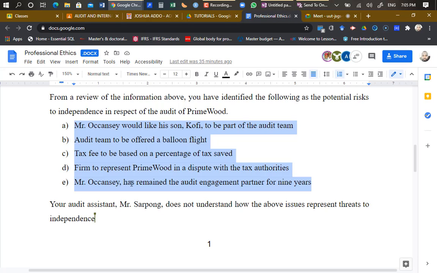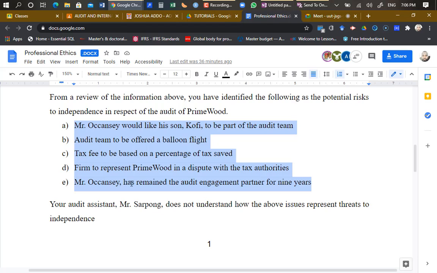She sees Mr. Okansi wanting his son Kofi to be part of the audit team as a threat to the independence of the audit team, and it will disturb the audit work. She sees it as self-interest because he wants to find something for his son. He wants to use the medium to help his son, and therefore it is self-interest. How do you also see it?